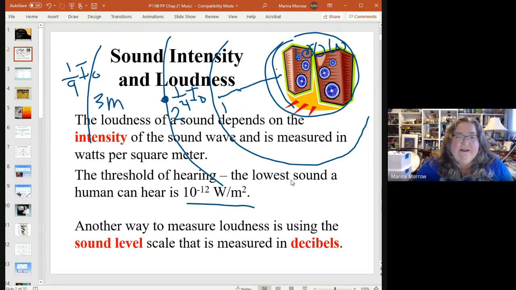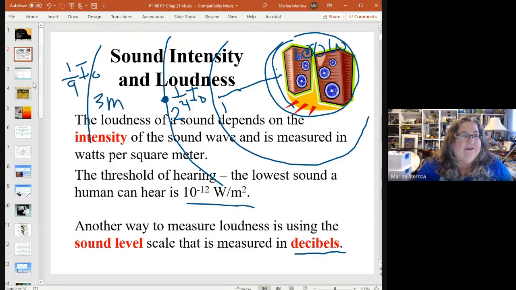But notice that the lowest sound a human can hear is 10 to the minus 12th watts per meter squared. That's a very, very tiny amount. And it's such an awkward number that they decided to come up with another way of measuring sound level or loudness. And that's using a scale called decibels. And that was named for Alexander Graham Bell, the inventor of the telephone. And he was always interested in sound, especially because he had a sister who was deaf.